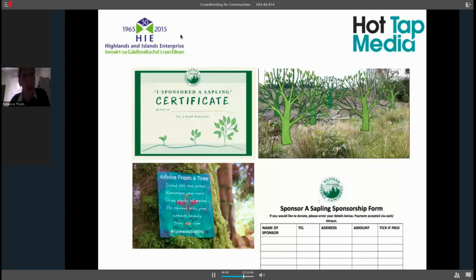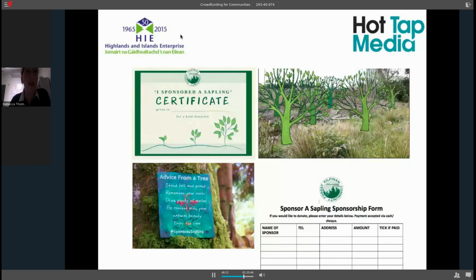So that was the Kilfinnan Community Forest campaign. It's a really lovely campaign to raise money to reforest the destroyed area. So working with Kilfinnan Community Forest, we decided to just really focus on their strengths. You can see on the right there, we created these nice animations to show how the destroyed area of forest was going to be regenerated and come to life through those donations.